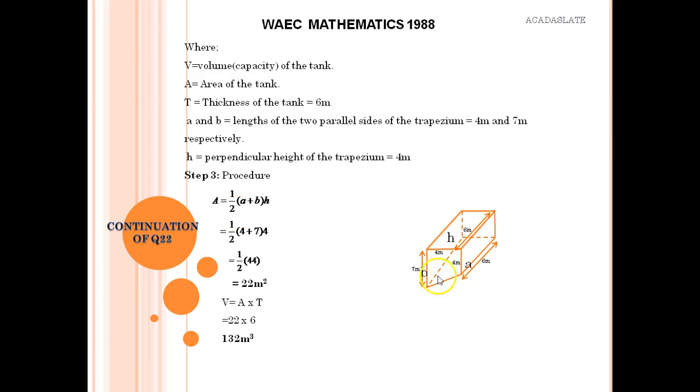So let's start by finding the area of the base, which is a trapezium, and we multiply it by the thickness, which is T. The area of a trapezium is half (A plus B) times H. So half times (4 plus 7) times 4, which is half times 44, which is equal to 22 meters squared. Now, what is the volume? The volume is the area times the thickness, which is 6. So 22 times 6 is equal to 132 cubic meters, and that is the volume.